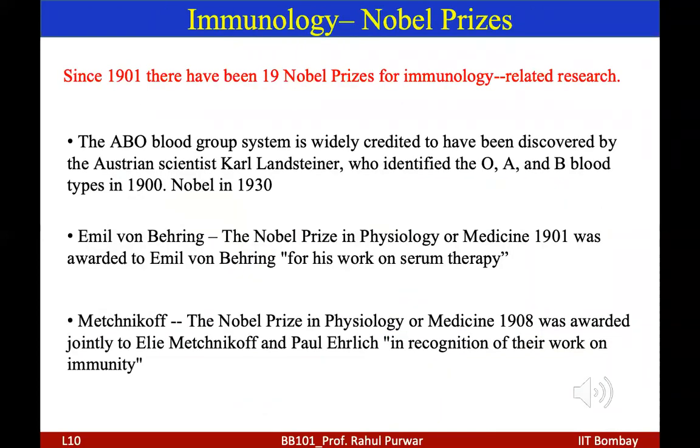Because of being such an important subject in medical biology, immunology, after almost 1900, once it was discovered, got popular, and it has got more than 19 Nobel Prizes so far. Right from the ABO blood group, discovered by Landsteiner, then Emil von Behring, whose work I mentioned on serum therapy or plasma therapy, the so-called antibody discovery, or non-cellular fraction of the blood discovery, and then the work on cell-based immunity. They all got the Nobel Prize.